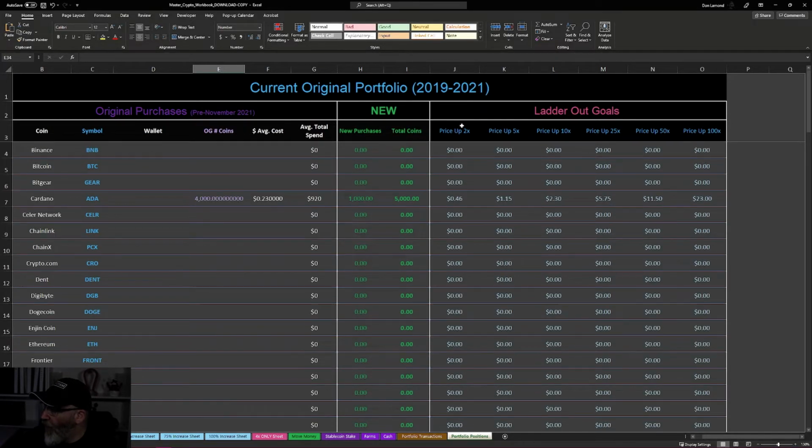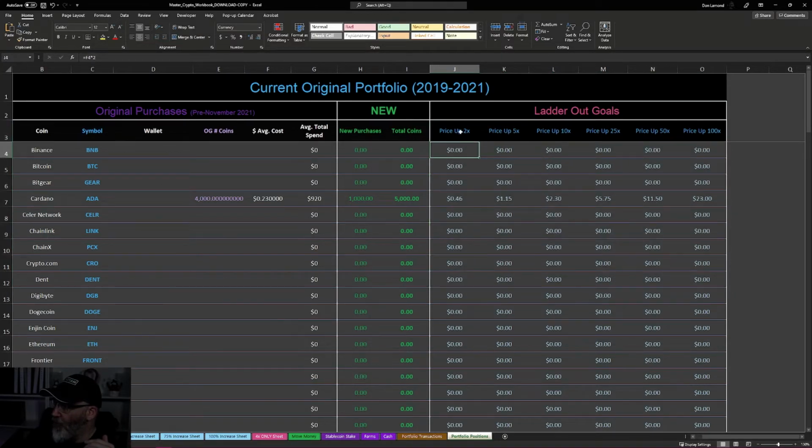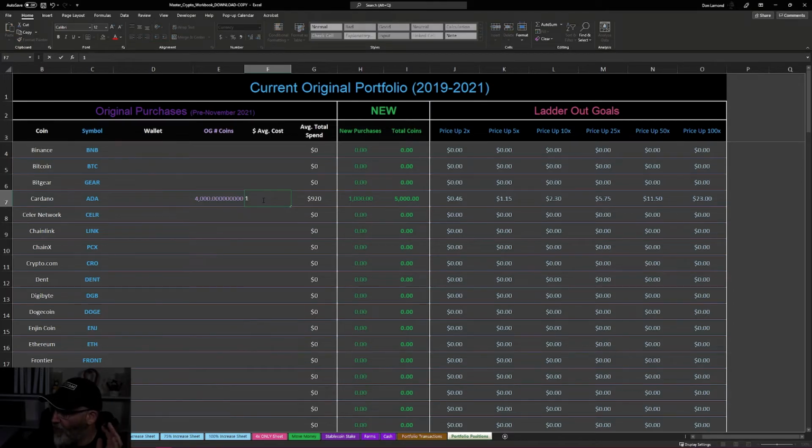Okay. Over on this side, ladder out goals. This is very personal to me. You can use it for what you want, but it's just a representation of, let's say you want to, when the price goes up 2x, 5x, 10x, 25x, 50x, 100x. So you're looking at long-term goals. And you're like, when Cardano's price gets to 46 cents, then I'm going to sell this amount, because these numbers are based off of whatever the price was of the average cost that you paid for them. So if I change this to $1, those numbers are going to change.